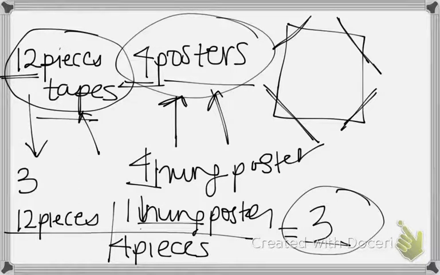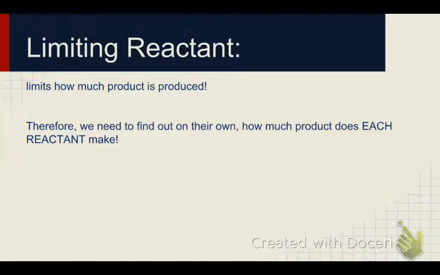I didn't base my 4 hung posters off of how many pieces of tape I had. I didn't base my 3 posters off of how many posters I had. I did them independent of each other. So that's how we're going to figure it out, but this time with compounds, okay? So, going back, we are going to find independently how much product we produce on our 2 givens, okay? We're going to find out on their own how much product each reactant makes.